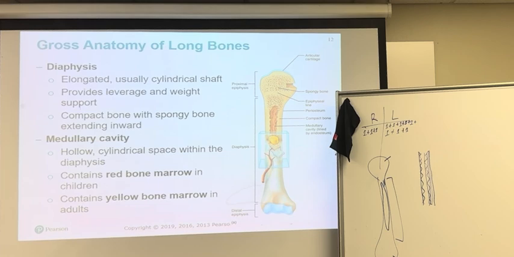Medullary cavity. So the diaphysis is an elongated, usually cylindrical shaft, which provides leverage and weight support. Compact bone with spongy bone extending inward. And what about the medullary cavity? Hollow cylindrical space within the diaphysis. In children, your medullary cavity is filled with red bone marrow, but when we become adults, it turns into yellow bone marrow.